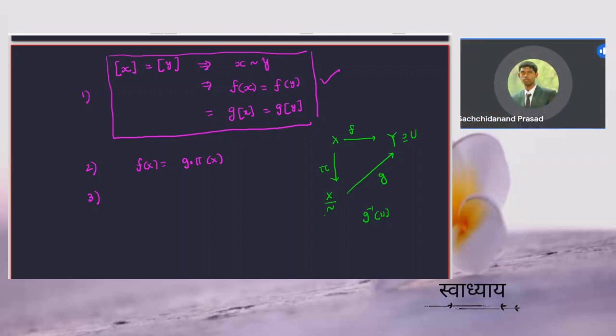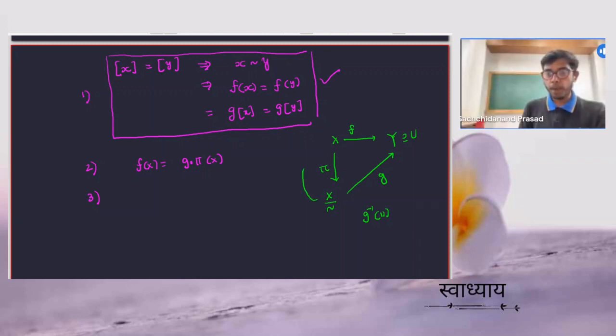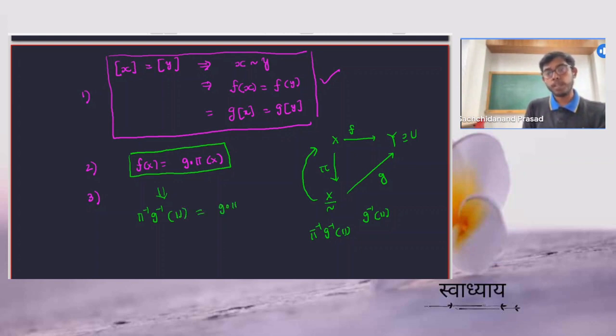So inverse U is open in X mod tilde, it means what? It means that if I take the pi inverse of g inverse U, that should be open in X. Okay, fine. But you observe that we have this property, f of x equals g of pi of x. So this means that pi inverse of g inverse of U is nothing but (g compose pi) inverse of U.